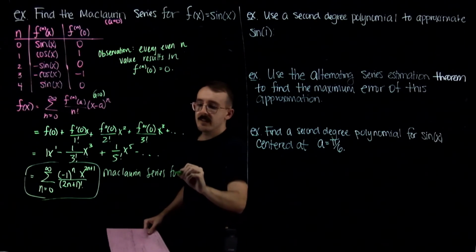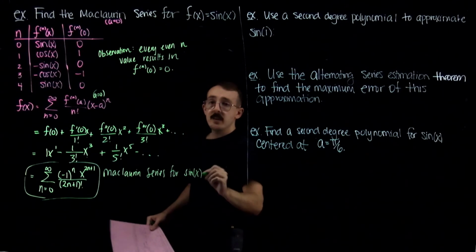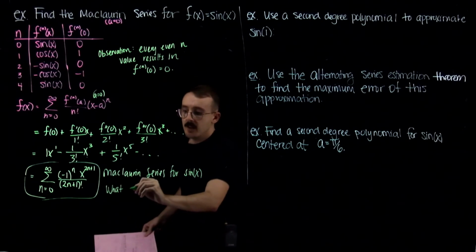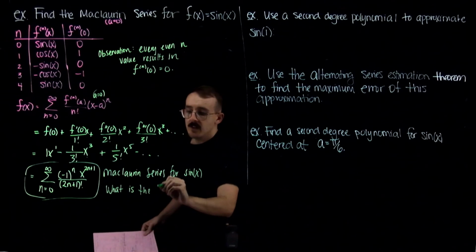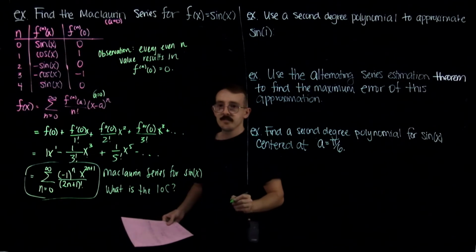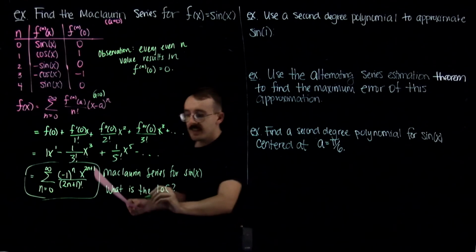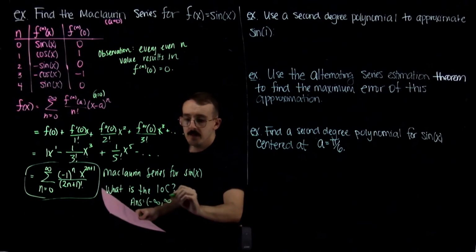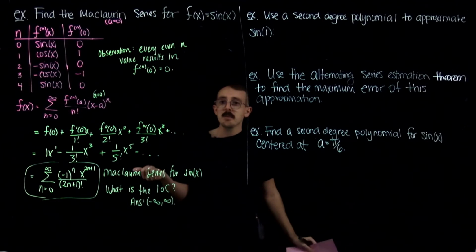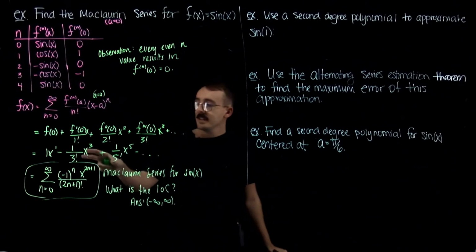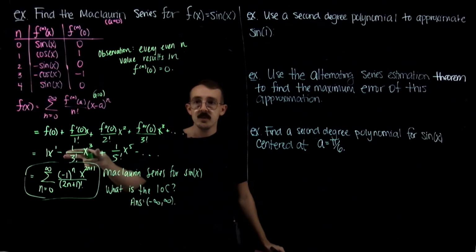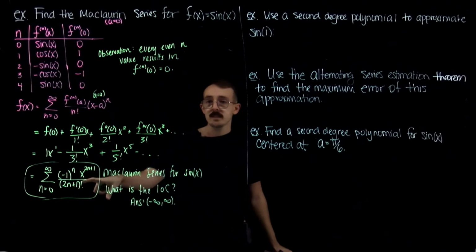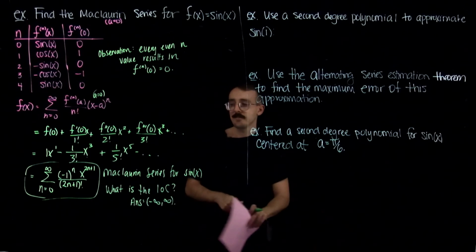This one right here is our Maclaurin series for sine of x. Now, a question I'm going to leave for you is, just like that other example I did, what is the interval of convergence? The answer is negative infinity to infinity. So just like with the last example, you should try that as an exercise. You should take this, use the ratio test, see if you can prove that the interval of convergence for this Maclaurin series is also negative infinity to infinity.